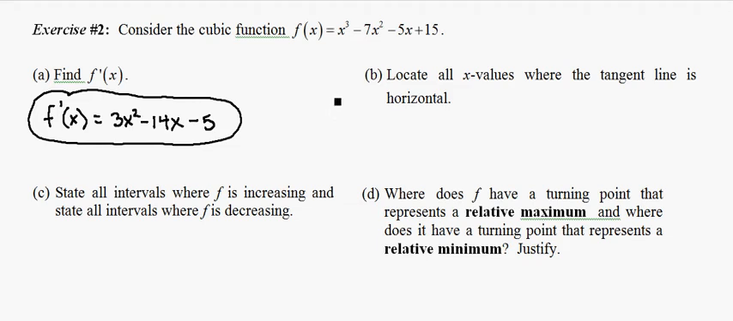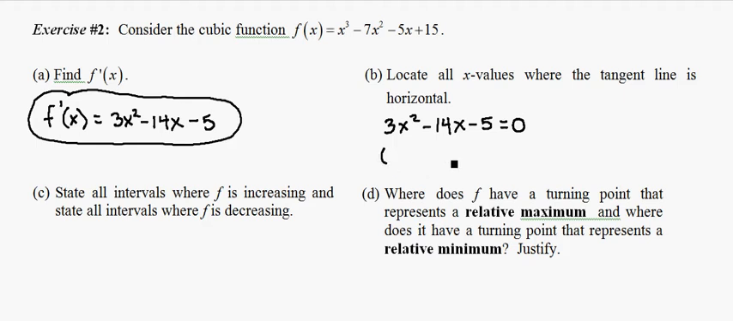In letter B, we're asked to locate all x values where the tangent line is horizontal. Pause the video for a moment and think about what you know about the derivative's value when the tangent line is horizontal. Did you get it? At all horizontal tangent lines, the derivative function, which in this case is 3x squared minus 14x minus 5, will always have an output equal to 0.